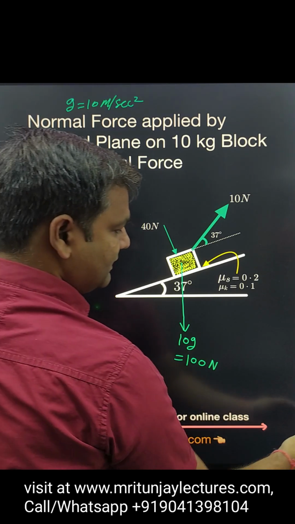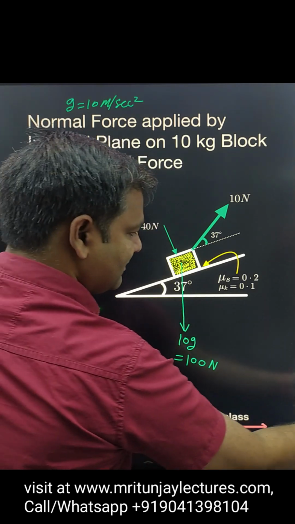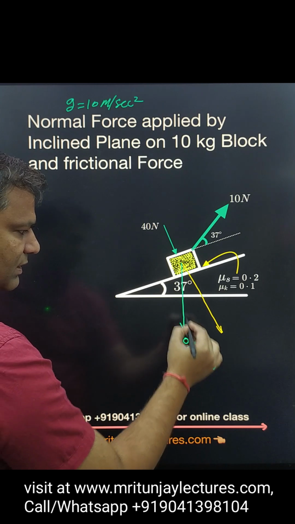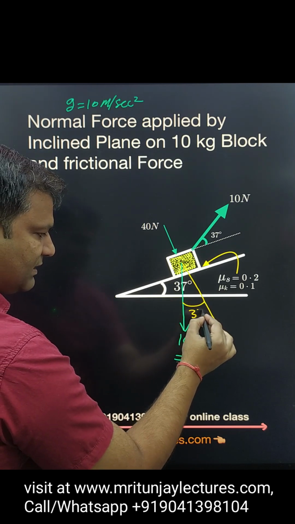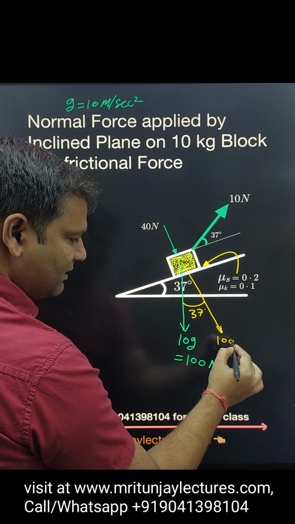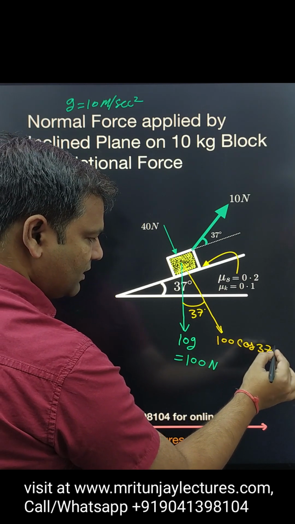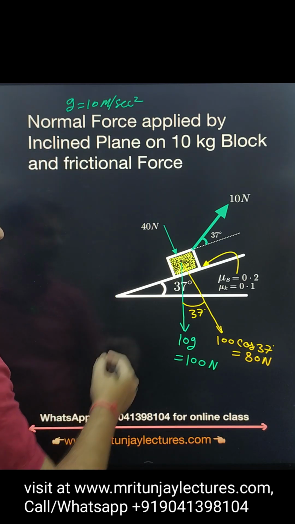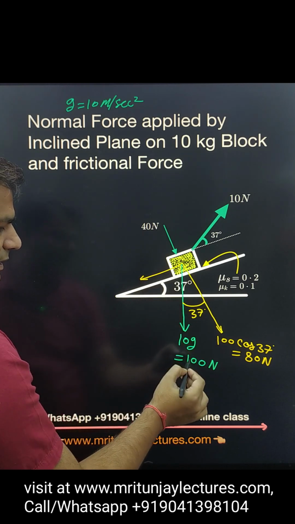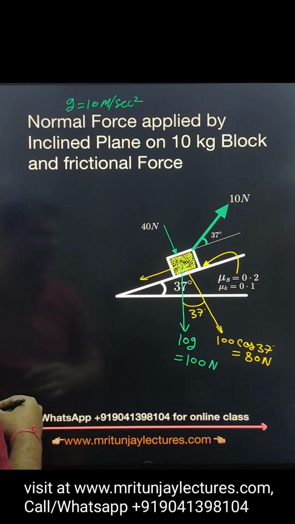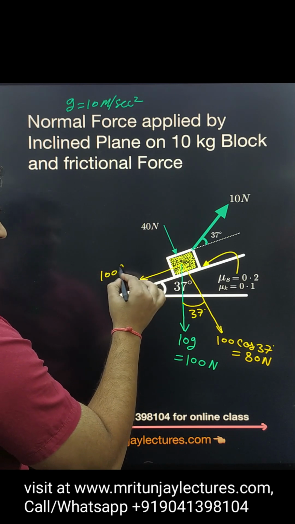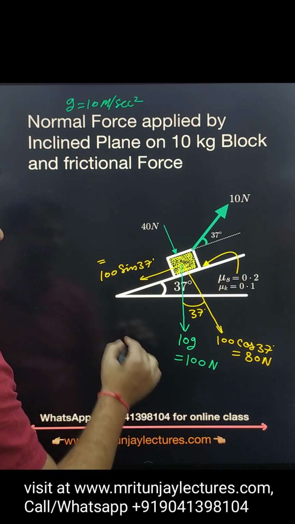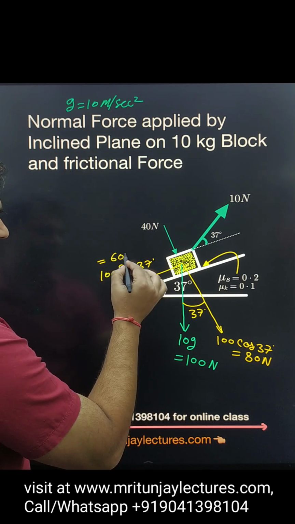After that, the component of 100 Newton along this direction, that is 37 degree. So 100 cos 37. Cos 37 is 0.8. So that is how much? 80 Newton. The component of 100 Newton along the inclined plane direction is 100 sin 37. Sin 37 is 0.6. So 100 into 0.6, that is 60 Newton.